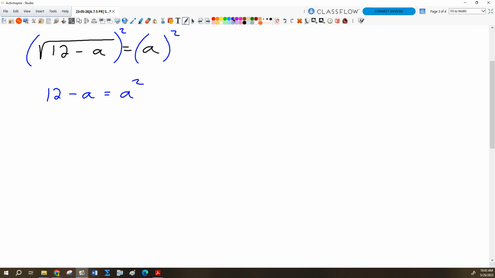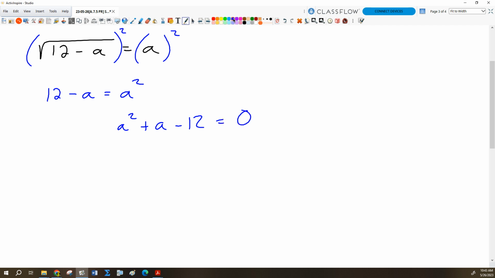Okay. Now, I got an equation that looks like I've been doing those since Unit 4. That's no big deal. How would I solve that? Yeah, I got to set it all equal to 0, right? Because I'm going to get a quadratic equation. I'm going to have an a squared and an a and a number. That looks like a quadratic, right? So we're going to push everything over to the right side, and I get a squared plus a minus 12 is all equal to 0.